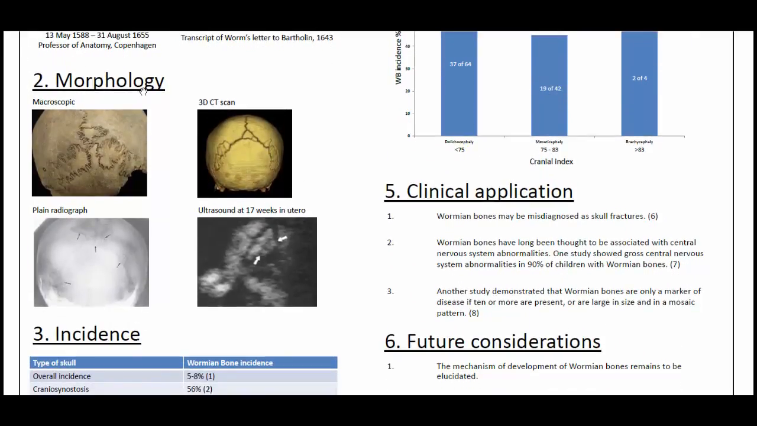2. Morphology. Macroscopically, these are intra-sutural bones, as demonstrated here. Initially, they were studied on plain radiographs, 3D CT scans, and increasingly sonographically in utero during, for example, an anomaly scan.